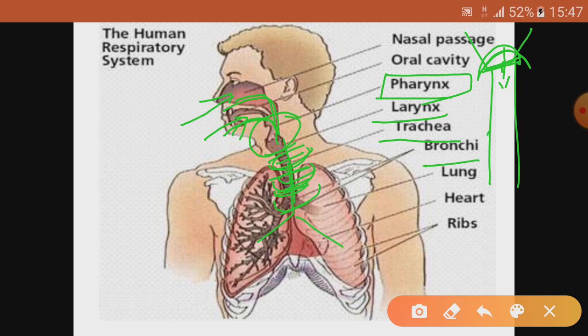I told you bronchi is plural, singular will be bronchus. Then it gets inside the lungs. It gets further divided into bronchioles. Here they have not shown you the bronchioles, that this bronchi gets divided into bronchioles. At the end of the bronchiole, there is a bunch of balloon-like structures which are known as alveoli. The singular is alveolus, and the plural of alveolus is alveoli. Alveoli is the site of exchange of gases.